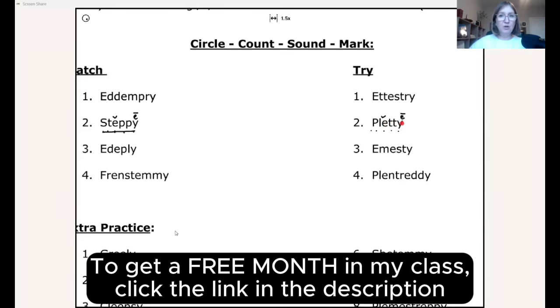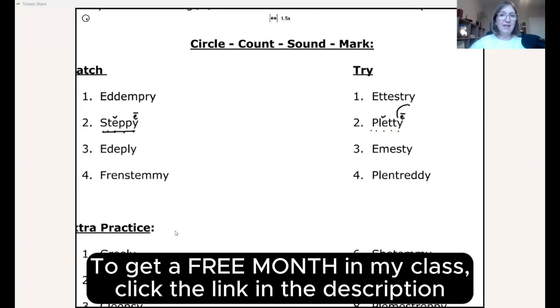Y at the end of a longer word. You can tell it's a longer word even though it looks short, because there are two vowels that don't touch, the E and the Y. So it qualifies as a longer or multi-syllable word. Y at the end of a longer word usually says E. P, L, E, T, E.